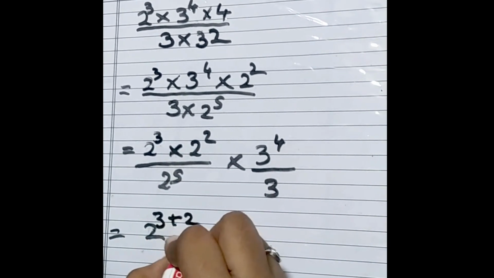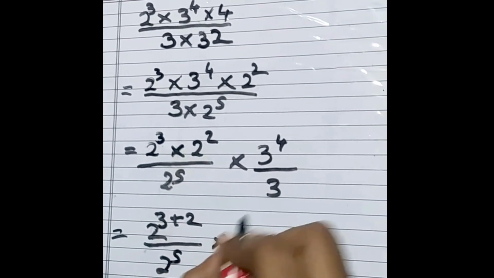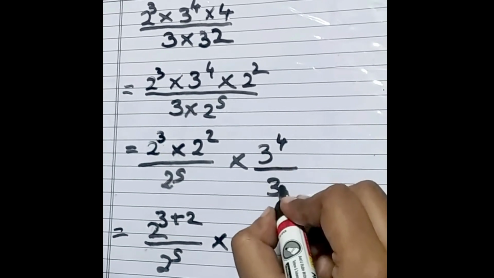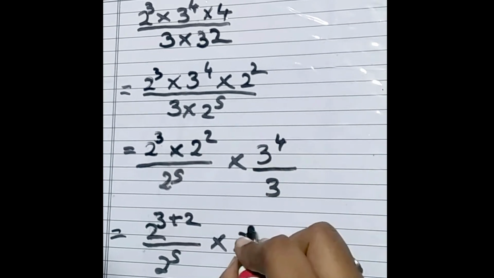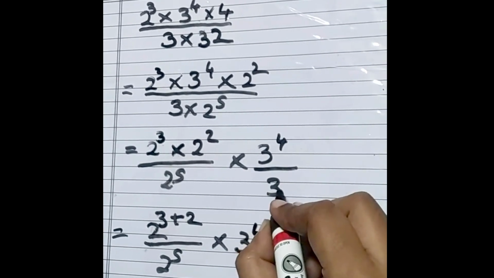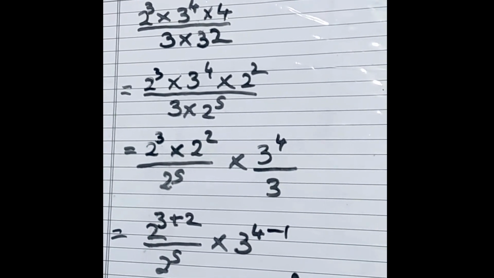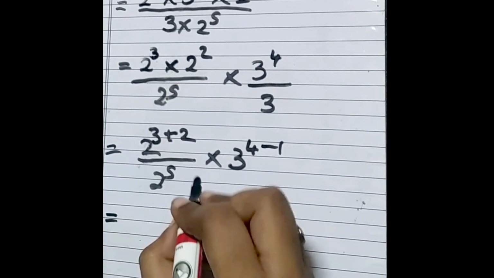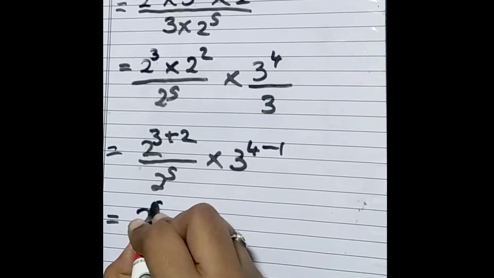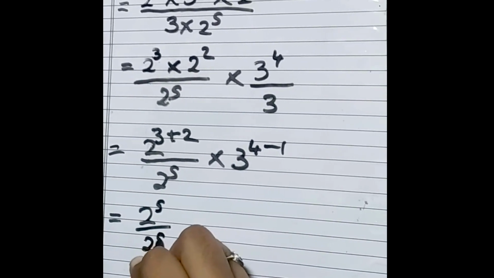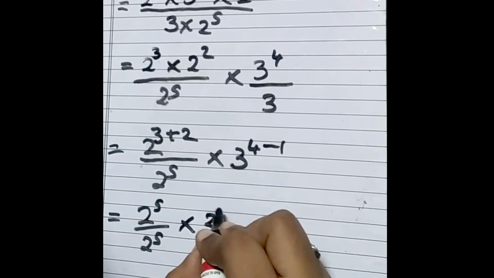2 raised to 3 plus 2 upon 2 raised to 5, into, here see, both the bases are the same and there is division, so we can subtract the indices. So 4 minus, what is the index of the denominator, 1. 3 raised to 1. So 3 raised to 4 minus 1. Now equal to, 2 raised to 3 plus 2 is 5, upon 2 raised to 5, into 3 raised to 4 minus 1, which is 3.